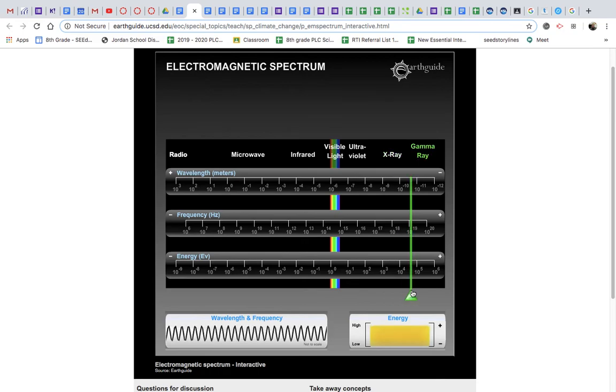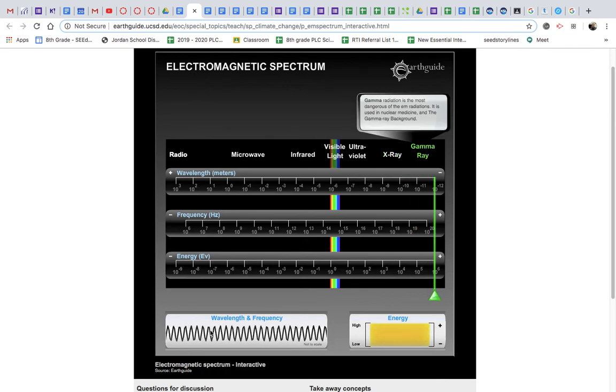Okay, and then as we move all the way up the other end of the spectrum, we have gamma rays here. Gamma rays are very short wavelength. They are very high energy. And gamma radiation is the most dangerous of the EM radiations. It is used in nuclear medicine and the gamma ray background.